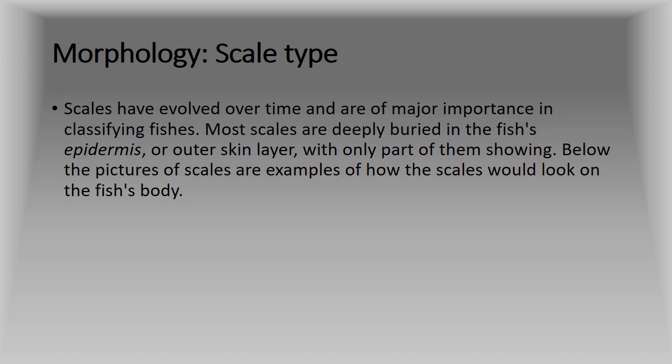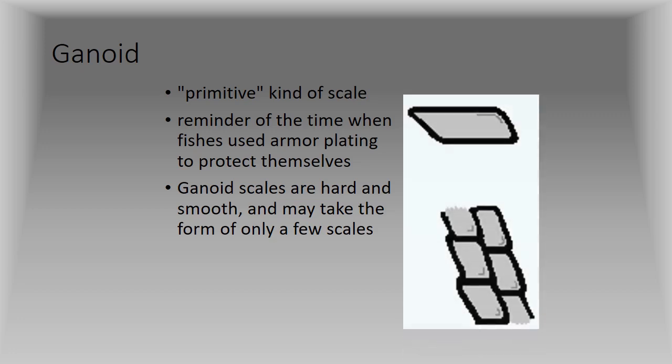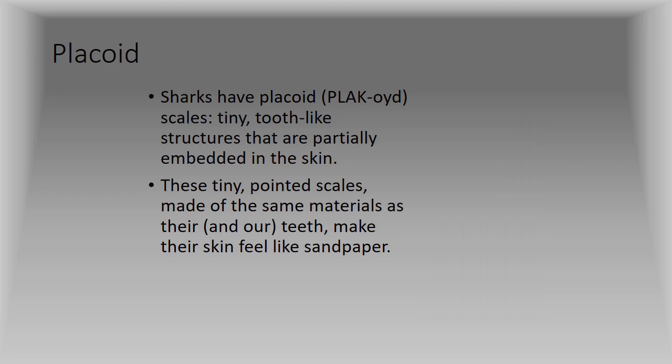How many types of scales are present in fishes? Scale types. Scales have evolved over time and are of major importance in classifying fishes. Most scales are deeply buried in fishes' epidermis, or outer skin layer, with only part of them showing. Below the picture of the scales are examples of how the scales would look on the fish body.